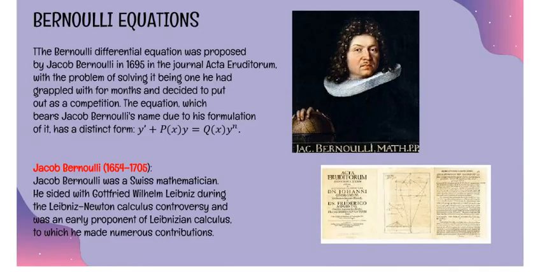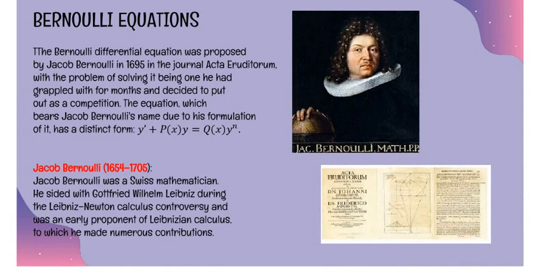The Bernoulli differential equation was proposed by Jacob Bernoulli. So basically, this is Jacob Bernoulli. He was the one who formulated the Bernoulli equation, or the Bernoulli form, in 1695 in the journal Acta Eruditorum. This was the Acta Eruditorum where he published his work on the Bernoulli differential equation. It was a problem he had struggled with for 4 months and decided to put out as a competition.